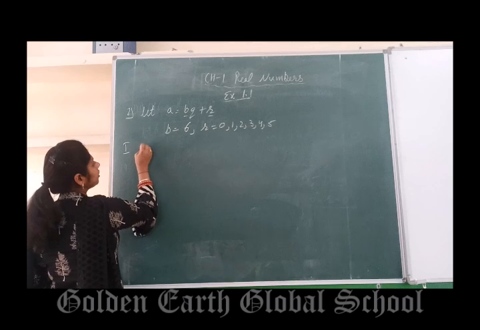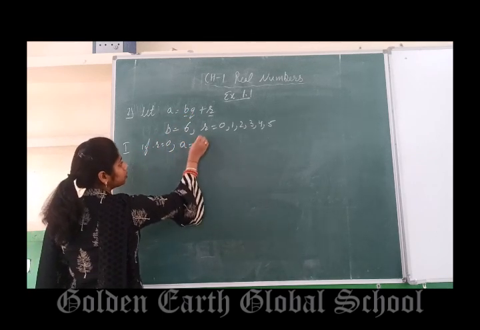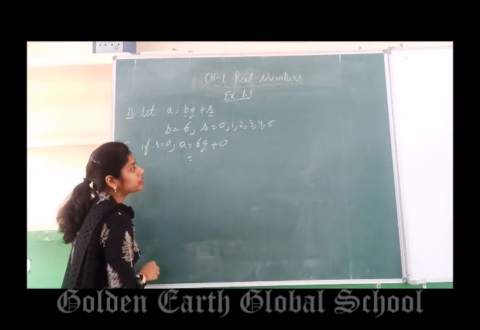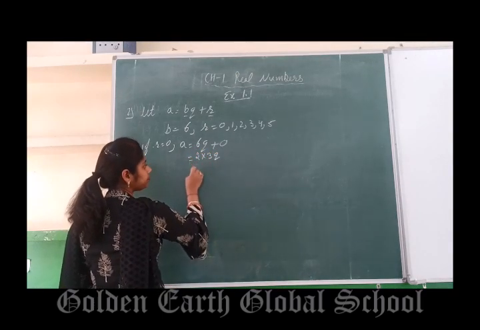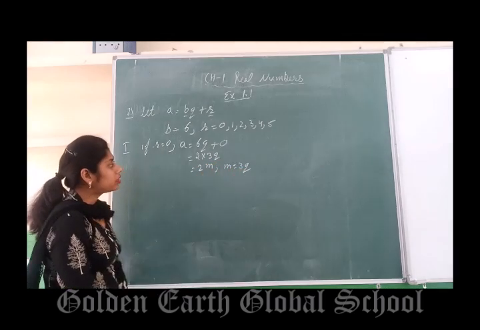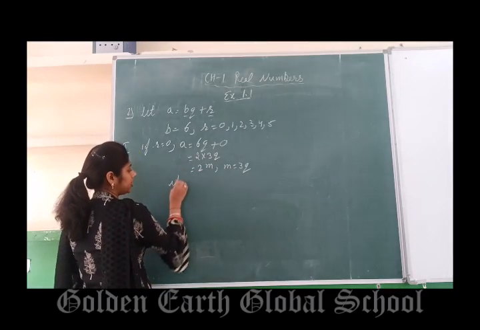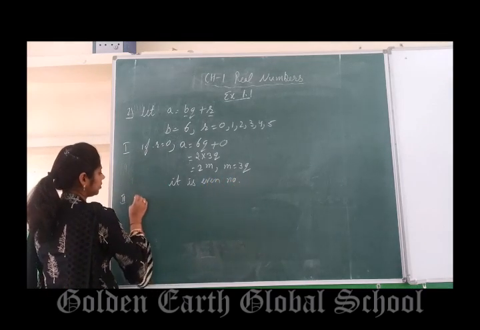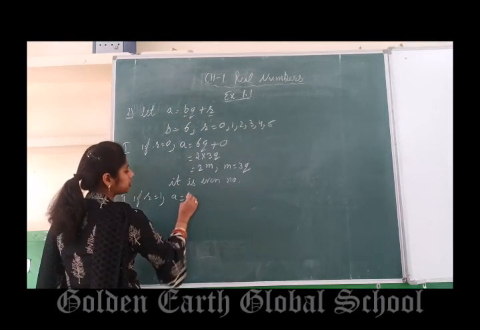Now we have to prove an odd number is of the type 6q plus 1. So we will discuss all the cases. First case, if R equals 0. So put here A equals 6q plus 0, that is 6q. We have to prove whether this is odd or even. 6 can be written as 2 into 3, so 6q is 2 into m, where m equals 3q. Now we know that any multiple of 2 is an even number.